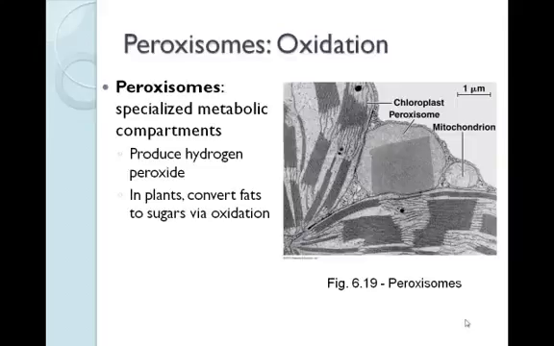In plant cells, a specialized peroxisome called the glyoxysome converts fats to sugars. This is particularly important in plant seeds, which live on stored fats as they germinate until they can develop leaves and then use photosynthesis to produce sugars.